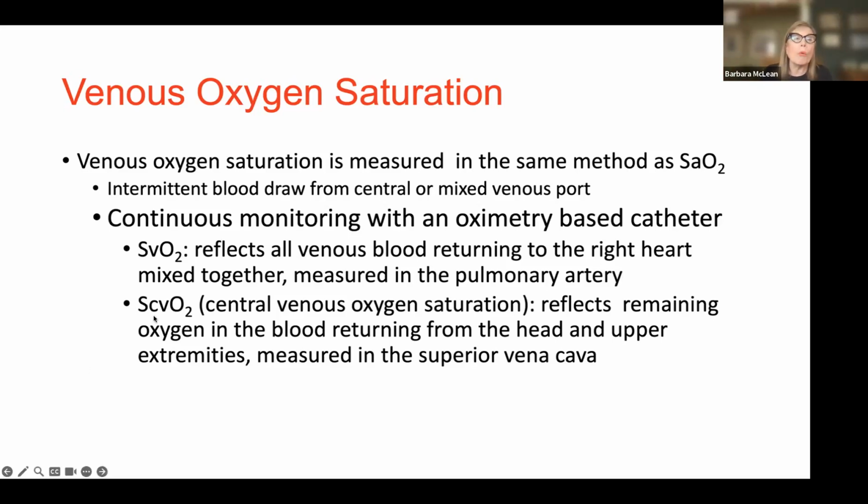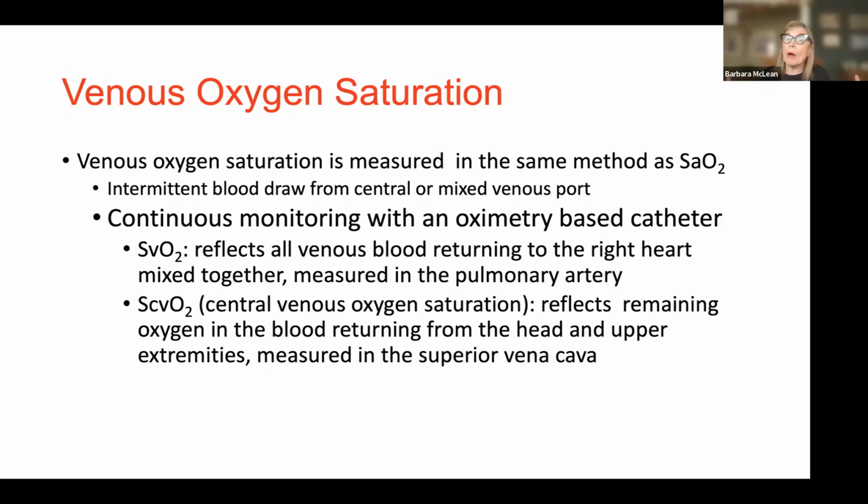Now, what's really important here is to talk about how people use these terms interchangeably. They're not interchangeable. SvO2 is the saturation of the mixture of all venous blood that returned to the right atrium, the right ventricle, and was ejected up into the pulmonary artery. So it is a global representation of every area in the human body that consumes oxygen, averaged together.